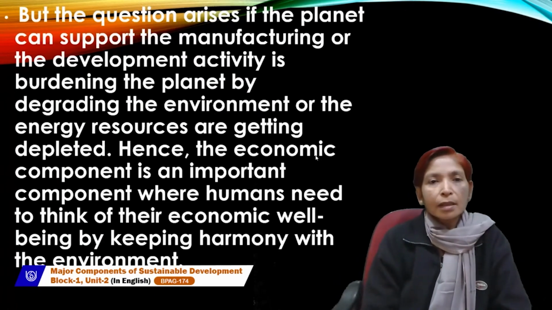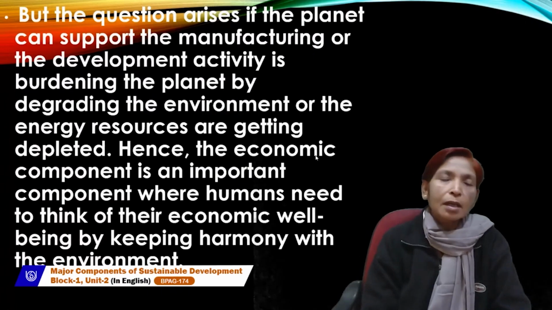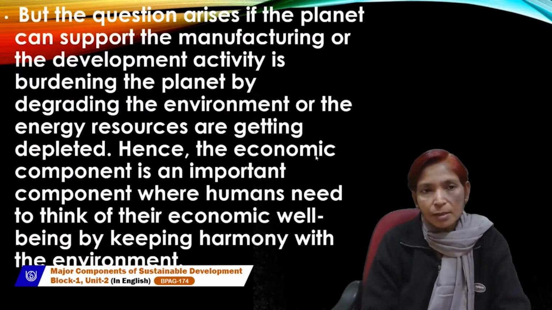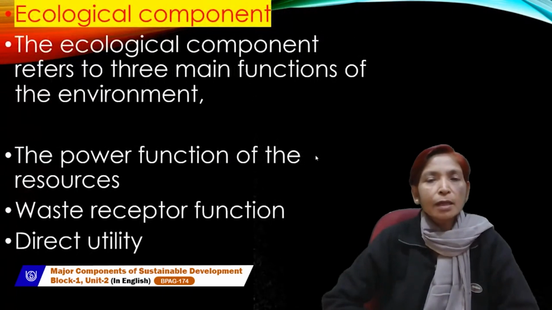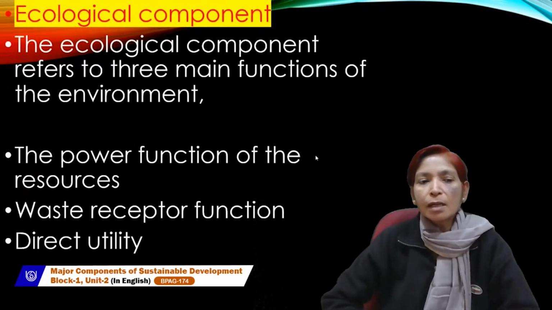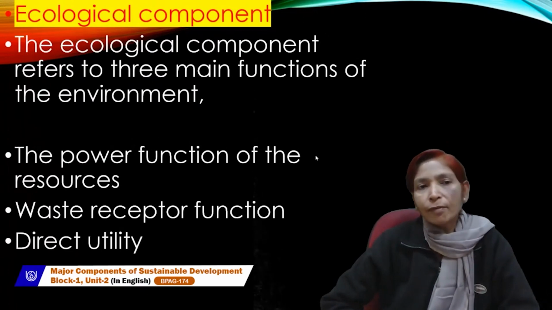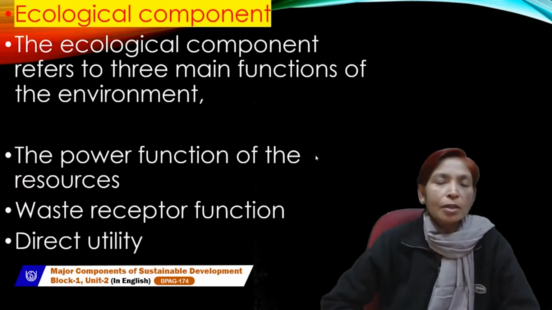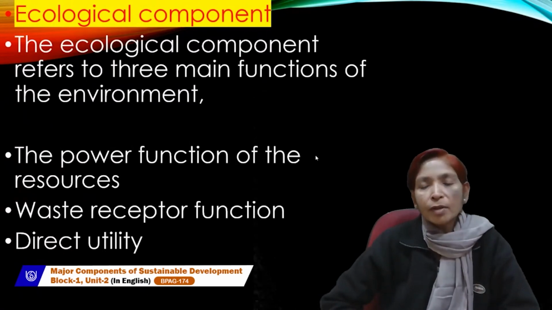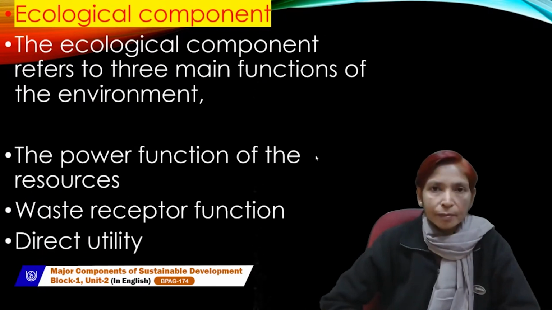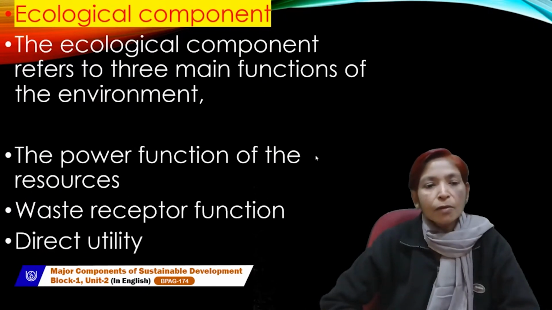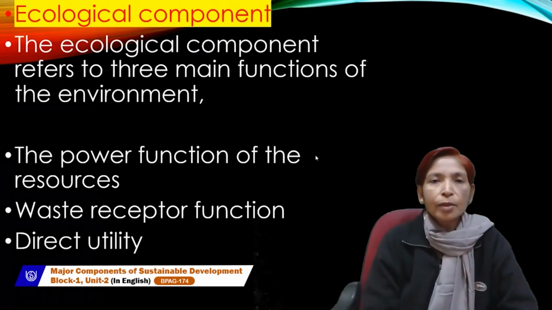So, this is the economic component of sustainable development. Next is the ecological component or environmental component. The ecological component refers to three main functions of the environment. First function is the power function of the resources. Second is waste receptor function. And third is direct utility.